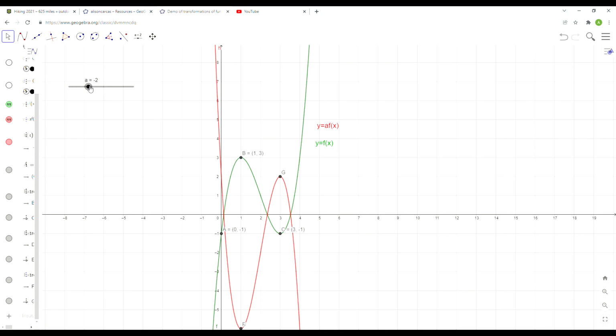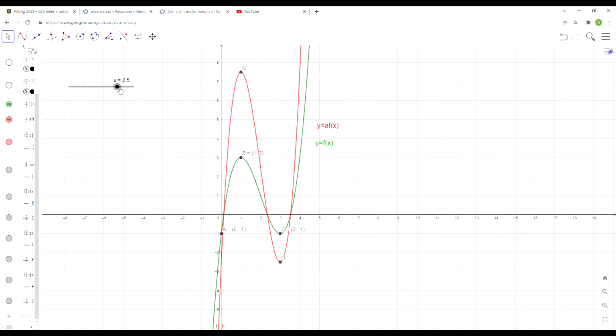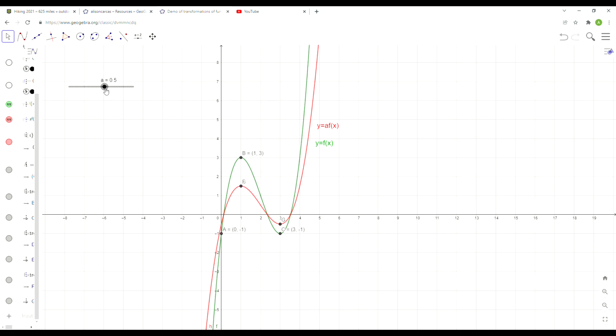So transformations like that with y equals a times f of x, so taking f of x and we're just multiplying it by something, they do pretty much what you would expect. Multiplying it by a number greater than 1 will make the curve taller. Multiplying by a number less than 1 will make it less tall. And multiplying it by a negative will turn it upside down.